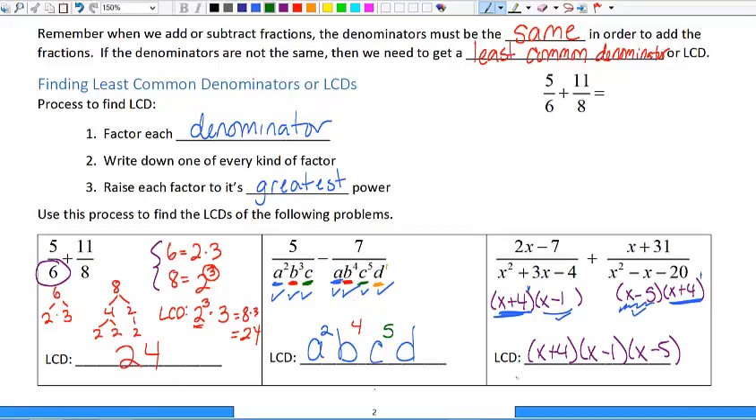1 as well. To go back and check, the first denominator required at least 1 x plus 4. Does it have it? Yes. It required at least 1 x minus 1. Does it have it? Yes. The second fraction required at least 1 x minus 5 and at least 1 x plus 4, and I have it. So this is how you find the LCD.